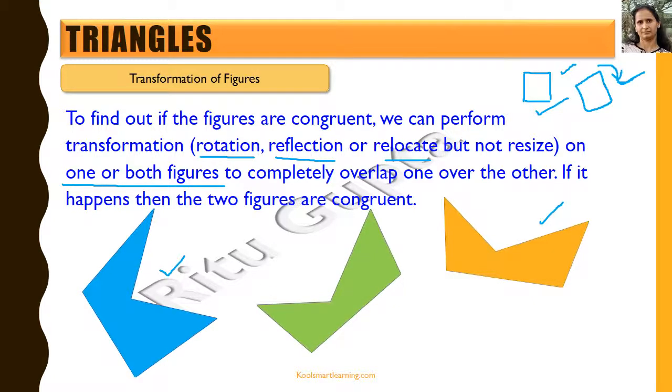But if we take this green one and superimpose it on the yellow one, the mustard one, we'll see that these two completely overlap each other after transforming either of them or both of them, and then they'll completely cover each other. So these two figures are congruent. So green and yellow are congruent, but the blue one is not congruent to the other two, although it is a similar type of pentagon.